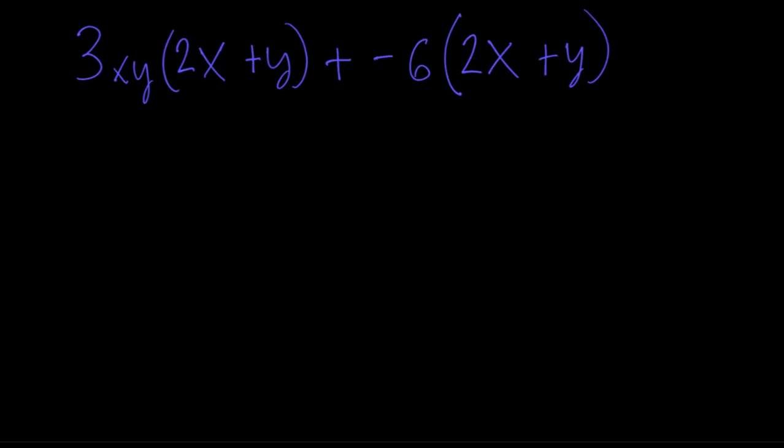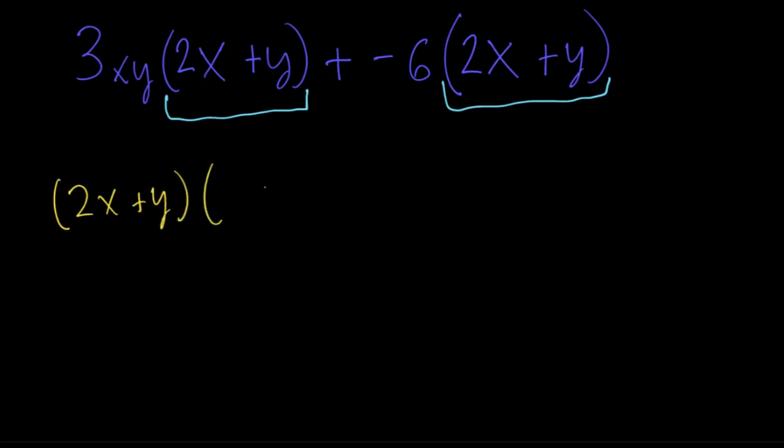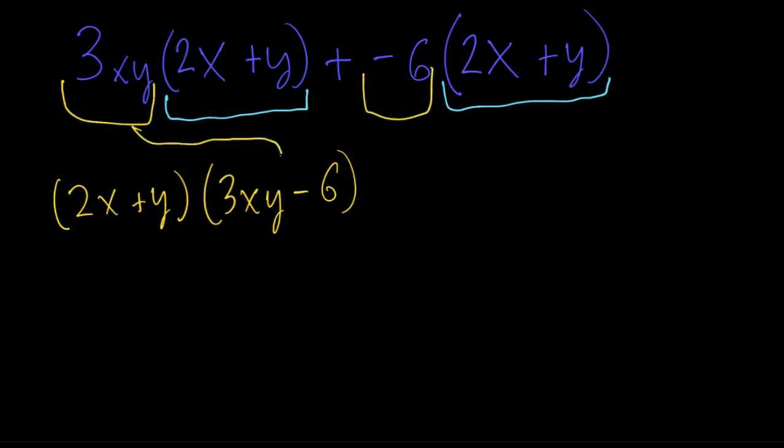So notice something interesting. We have the same term here and here. And when we have the same term in both groups, that means that we can combine it. So we'll write it here as 2x plus y multiplied by 3xy minus 6. Because we're basically taking this, and we're combining it into the second factor. Okay, but now let's multiply that out just to see that it works.